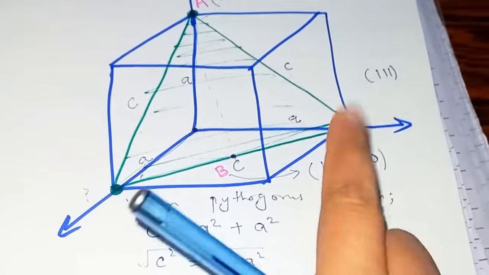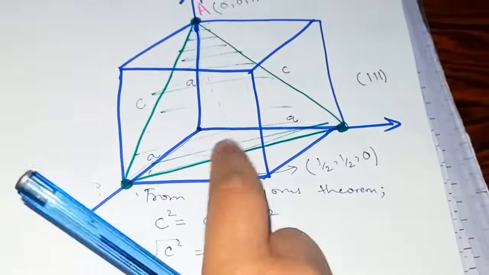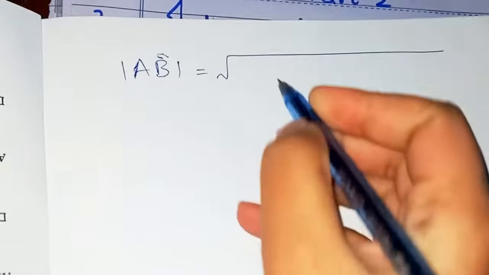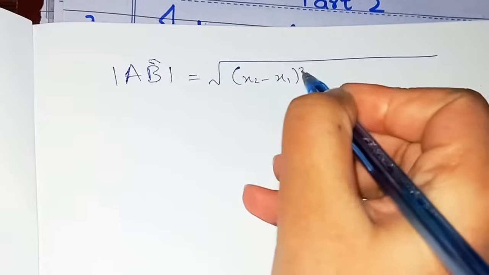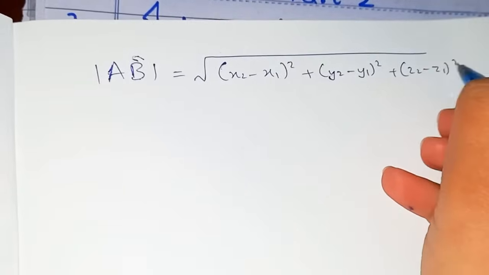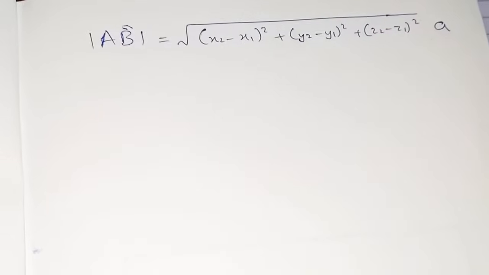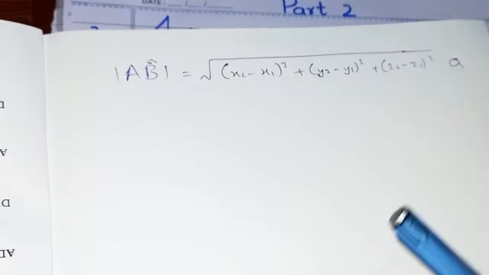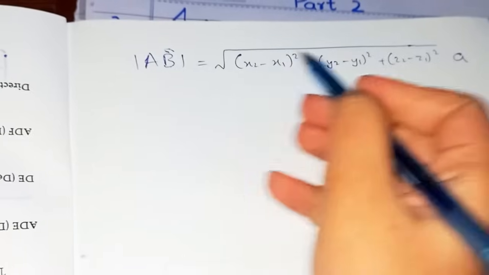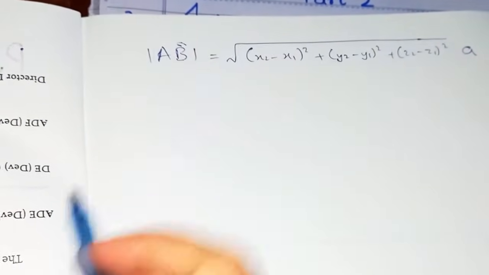Now we need to calculate this AB length, which is actually the height of this triangle. It is equal to the square root of (x2 minus x1) whole squared plus (y2 minus y1) whole squared plus (z2 minus z1) whole squared, and it will be multiplied by the lattice parameter, because we have the lengths in units, so we need to multiply by the lattice parameter. Here x2, y2, and z2 are the B coordinates, and x1, y1, and z1 are the A coordinates.